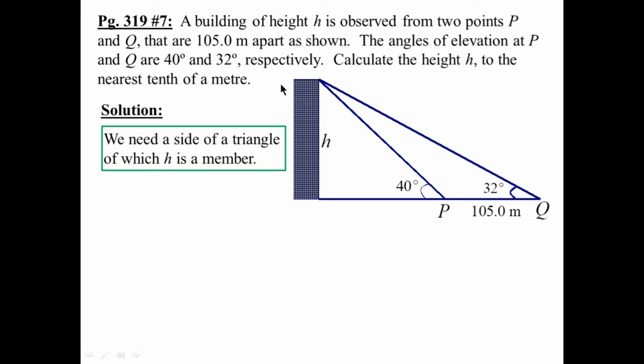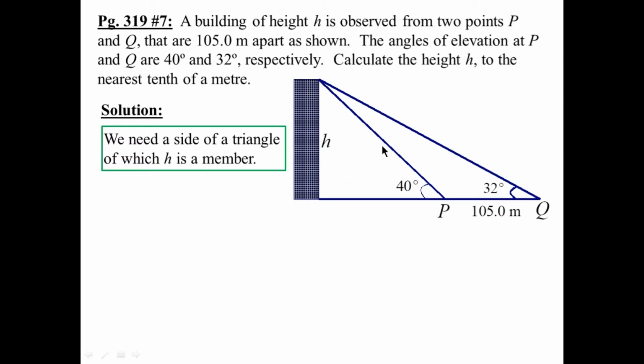Solution. I put this in a green box because it's a key. We need a side of a triangle of which h is a member. Now we see h here. H is a member of this triangle, but we don't have any sides. So we can't get h until we get one of these sides.